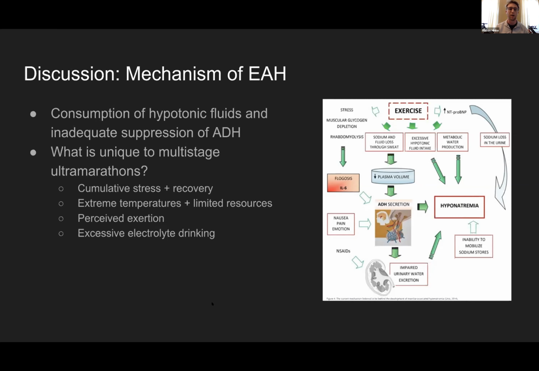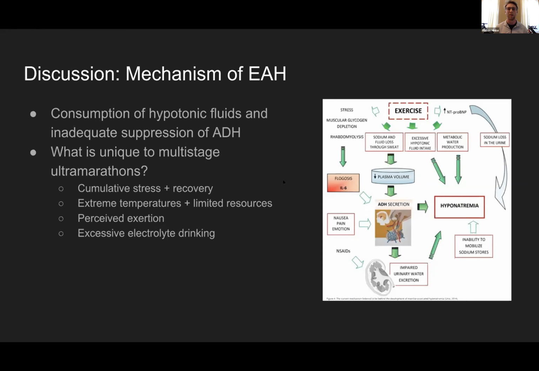All of this contributes to hyponatremia because if you're retaining fluid and sweating things out, you're going to become hyponatremic. So this is a general idea for all forms of exercise-associated hyponatremia, but there are a few things that are unique to multi-stage ultramarathons. Mostly we see the cumulative stress really impacts overall capacity to recover. So we have a lot more of the stress, the rhabdomyolysis potentially leading to IL-6 and ADH. So a lot more of that pathway.